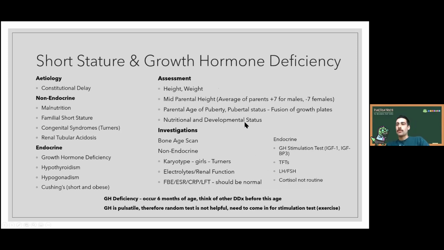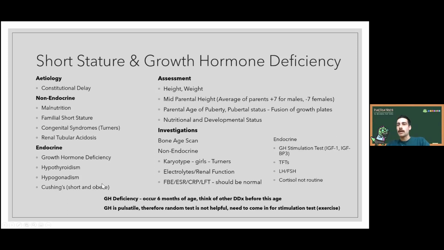So short stature and growth hormone deficiency are quite linked. So the causes could be constitutional delay. That's just, they're going to grow normally, but they're just delayed in their growth. And that's usually predicted by the parents' height and the parents' age of puberty, which you would assess in the assessment. And non-endocrine causes are usually malnutrition, familial short stature, and congenital syndromes. And then endocrine, you've got your growth hormone deficiency, hypothyroidism, hypogonadism, and Cushing's disease.